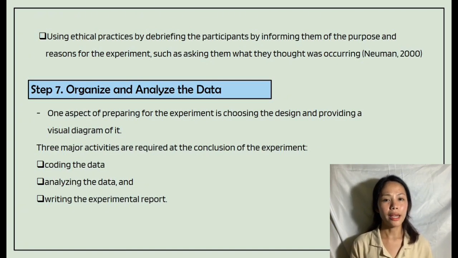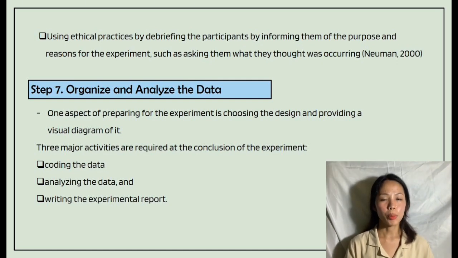It involves applying statistical techniques or other methods to examine patterns, relationships, and significance within the collected data, ultimately providing insights into the research questions or hypotheses. Writing the experimental report. The report typically includes details about the research design, the methods, results, and the conclusion, allowing others to understand the experiment's purpose, procedures, and outcomes.